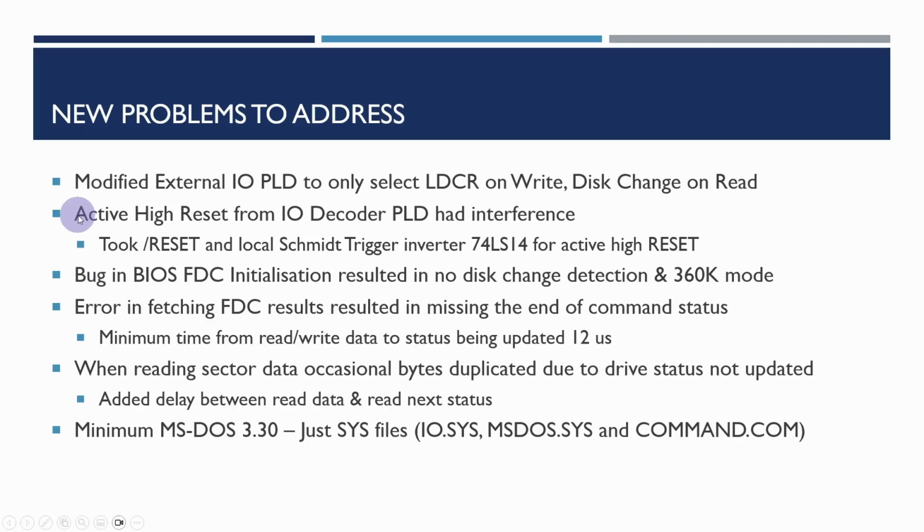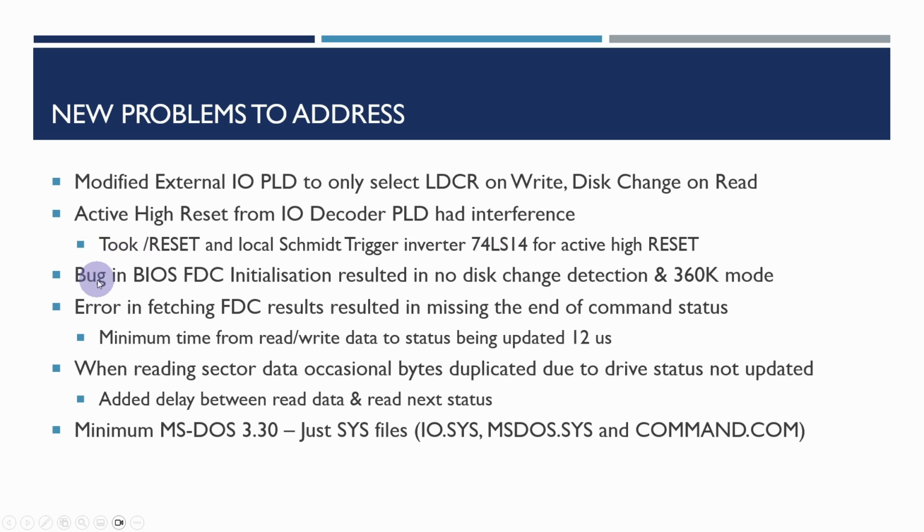I also had problems with the active high reset. So the IO decoder actually had something that took in the active low reset and sent it out as a high reset, but it had quite a lot of interference on it. It's one of the problems with PLDs. You can get spikes and things on the outputs. What I ended up doing is adding a separate Schmitt trigger in a basic inverter gate just to provide a cleaner high reset signal. So that actually caused a number of problems.